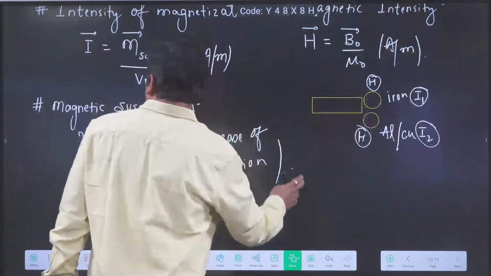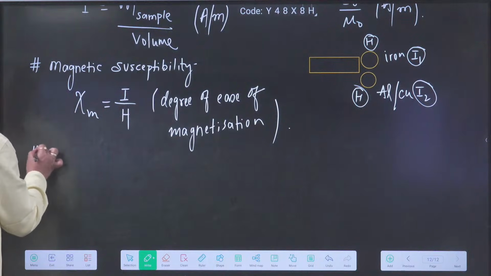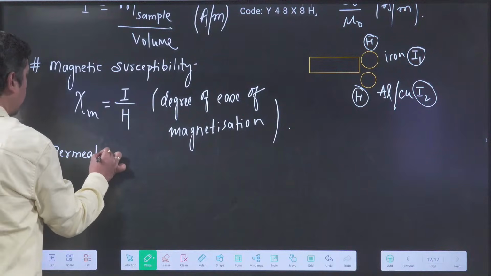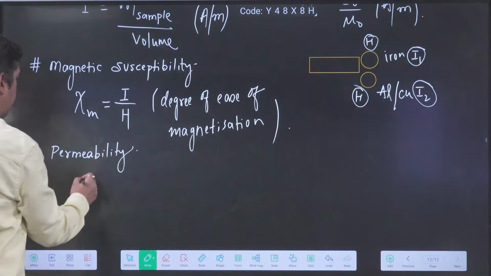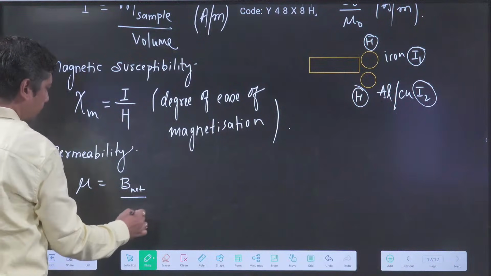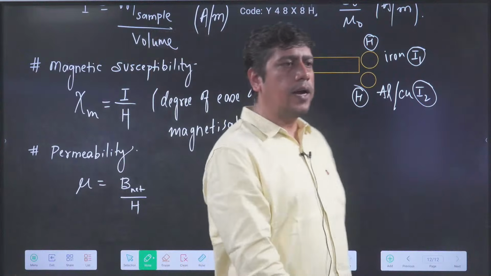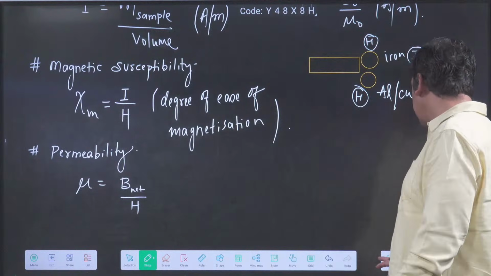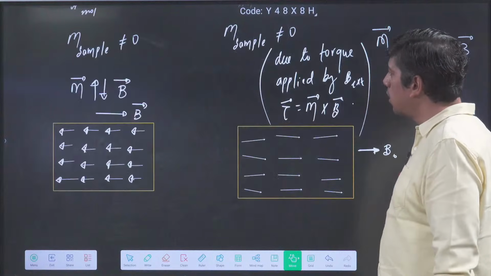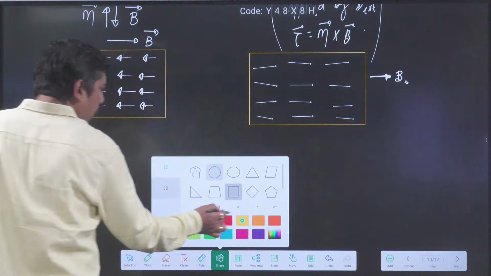The next term is permeability. Permeability is defined as net field divided by H. Just like in dielectrics, understand this better.